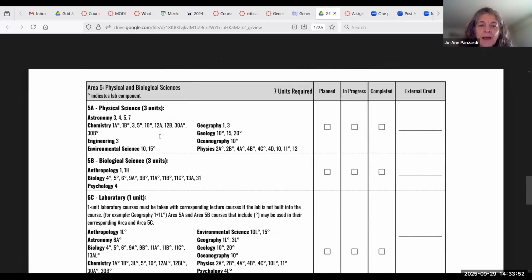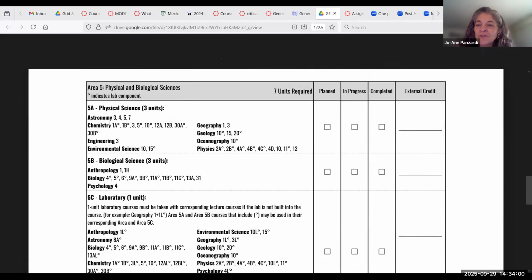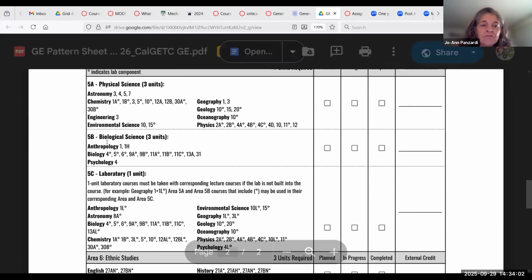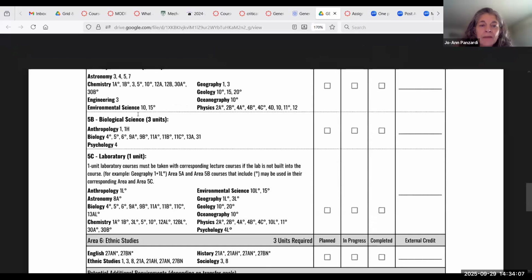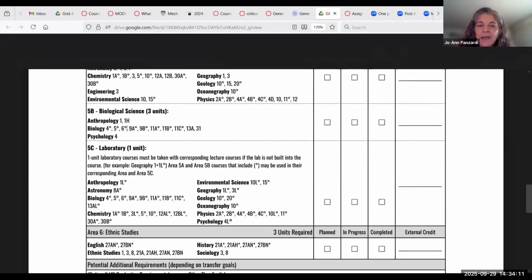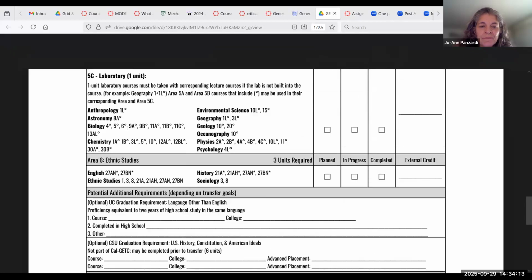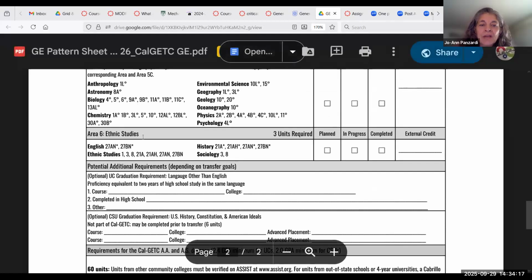Then physical and biological sciences, you need 7 units. For 5A, you're going to need physical sciences. You're going to have taken enough chemistry and physics anyway. 5B, you're going to need 1 biological science. And one of them has to have a lab. Well, you're going to take a bunch of labs. You'll take a lab in chem and you'll take a bunch of labs in physics. Okay. In addition, you need an area 6 ethnic studies.